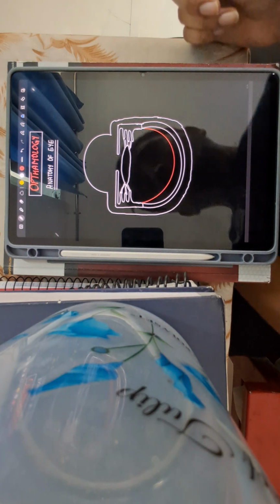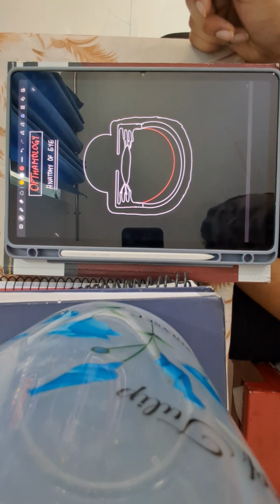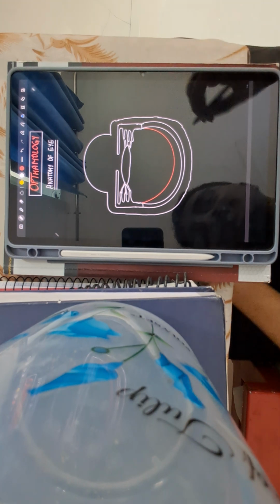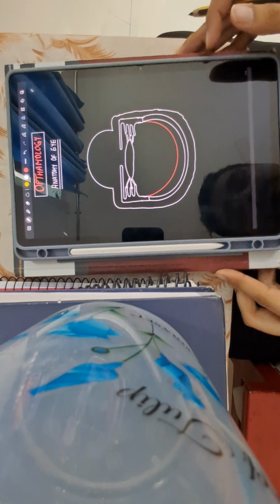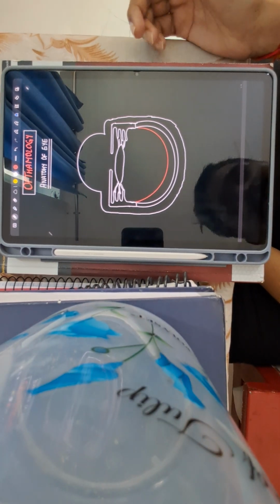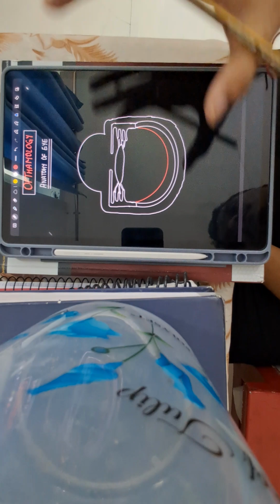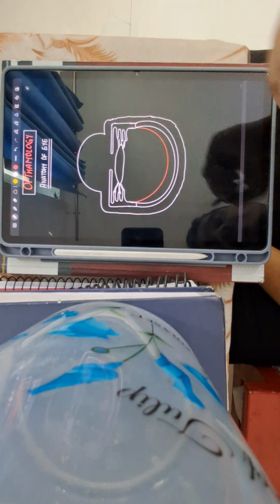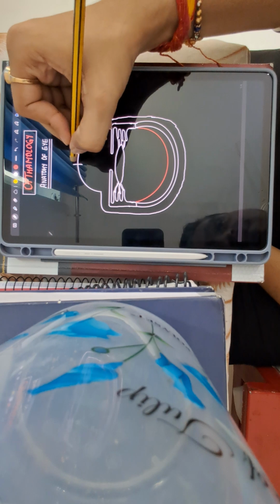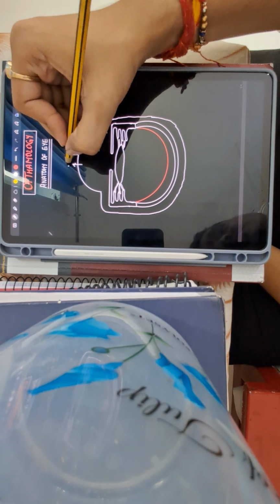Okay, so we are actually starting with ophthalmology. In ophthalmology, the first thing you should consider and know is basically the basic structure of an eye. When I've drawn the basic structure of this eye, what I mean is this is considered to be the cornea.